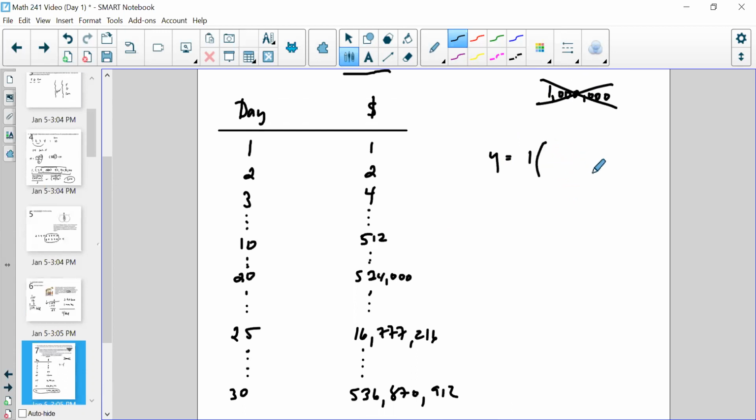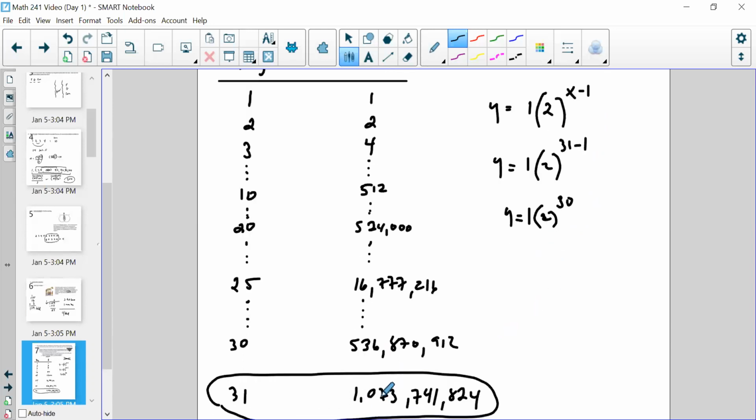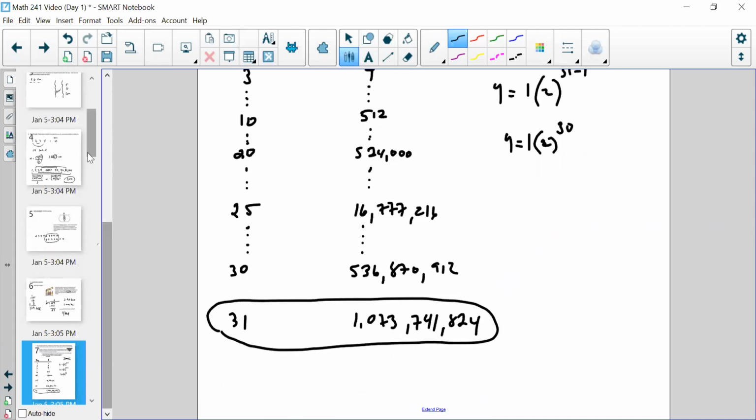a geometric sequence model where we're going to double, and we're actually going to have this x minus 1. 1 times 2 to the x minus 1 power. So when we substitute in our calculator, let's say it was 31 days, then that would put us 1 times 2 to the 30th power, which would put us actually at this number here. So that's an exponential growth problem.